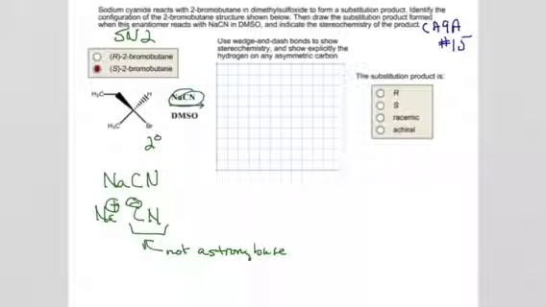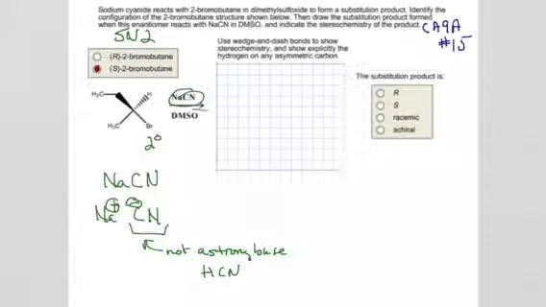This is not a strong base. It's the conjugate base of HCN, which has a pKa, I think, of around 3 or 4. So it's not a very strong base. It's a good nucleophile.